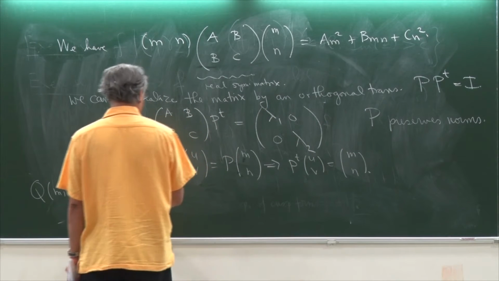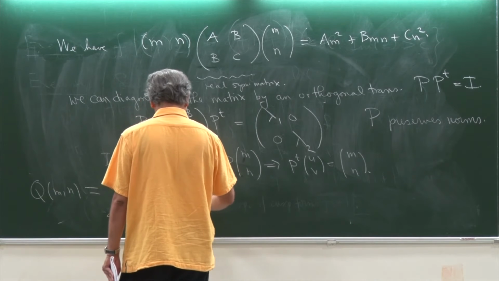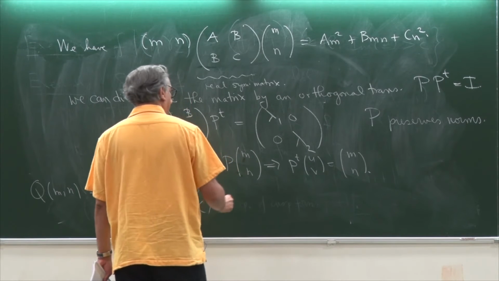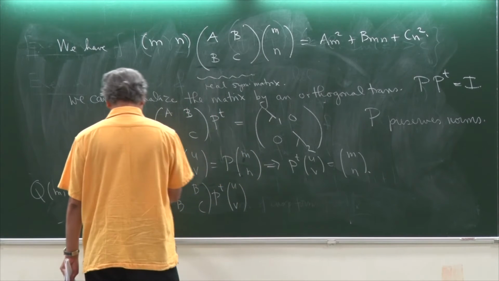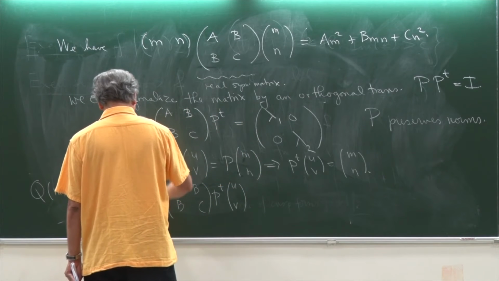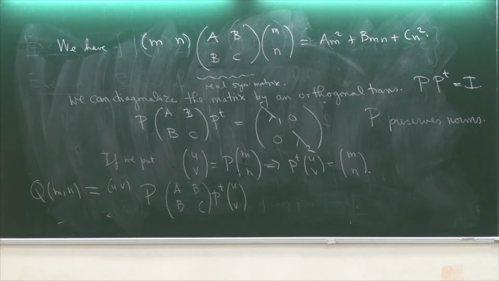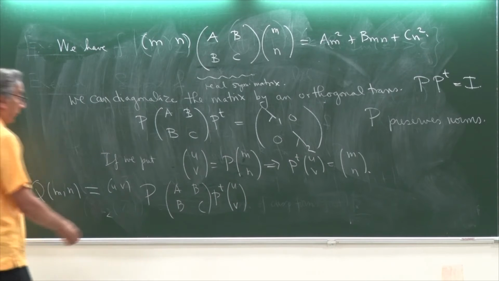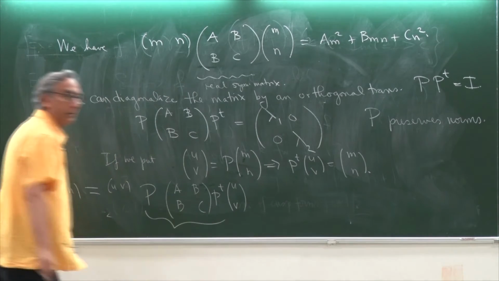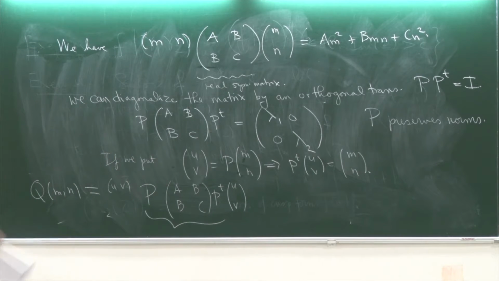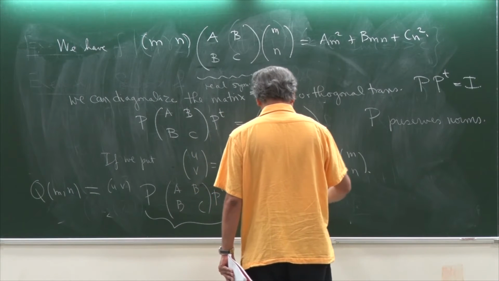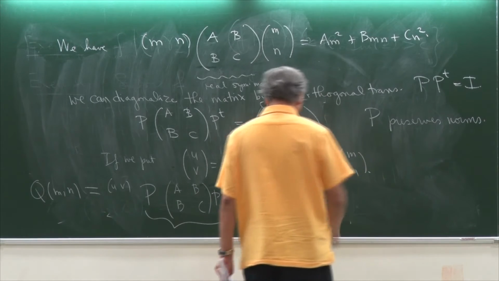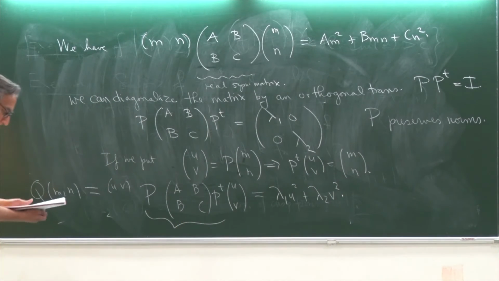When I do that, you can see that this is going to become (u, v) times P, times A, B, B, C, times P transpose times (u, v). So you get this product of matrices. And now we know that the middle part is the diagonal matrix lambda 1, lambda 2, and therefore this becomes nothing but lambda 1 u squared plus lambda 2 v squared. So you get this very nice thing.